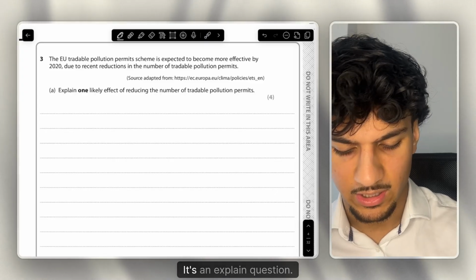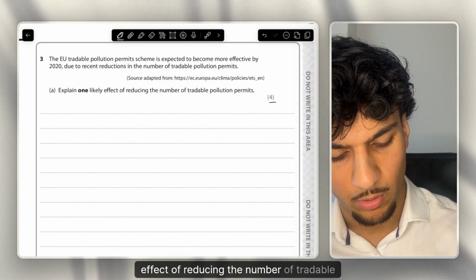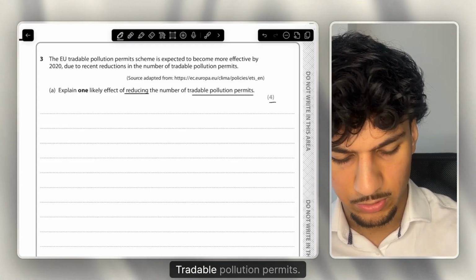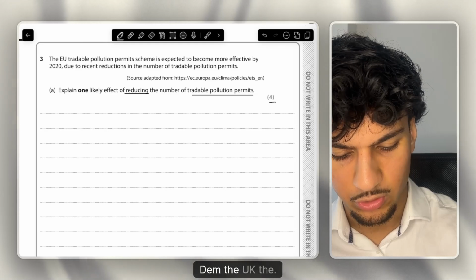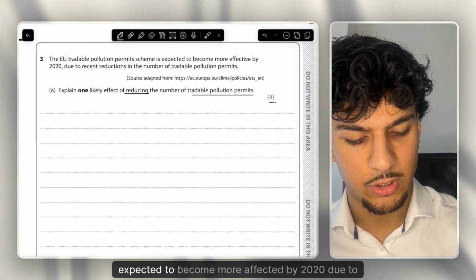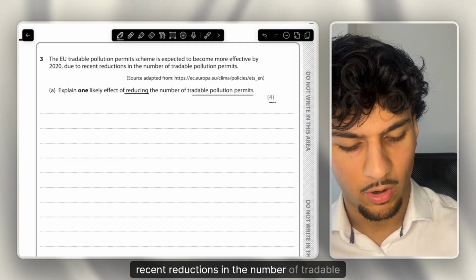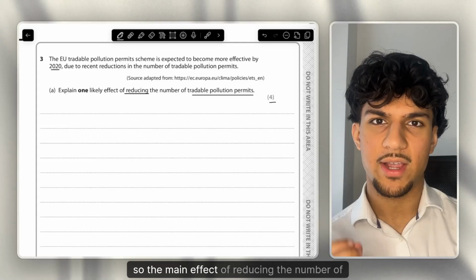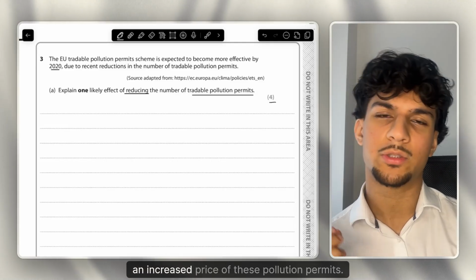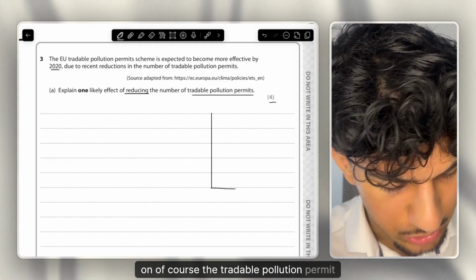So, it's an explain question, 4 marks. One likely effect of reducing the number of tradable pollution permits. So, reducing the number of tradable pollution permits. Let's have a read of the stem. The EU tradable pollution permit scheme is expected to become more effective by 2020 due to recent reductions in the number of tradable pollution permits. So the main effect of reducing the number of tradable pollution permits, of course, will lead to an increased price of these pollution permits, and we can show this on, of course, the tradable pollution permit diagram.